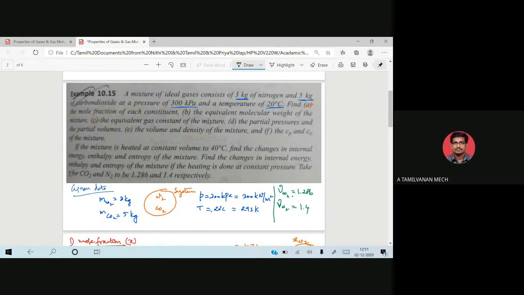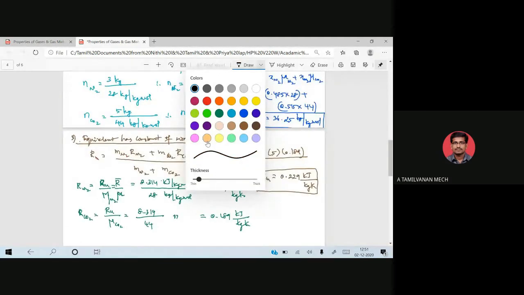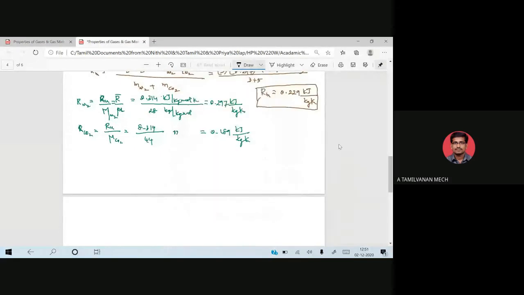Next we are going to find the partial pressures as well as the partial volumes. First you find the partial pressures, that is P of N2 and P of CO2. How can we find the P of N2 and P of CO2? We have two different formulas. First you write the partial pressure equation.